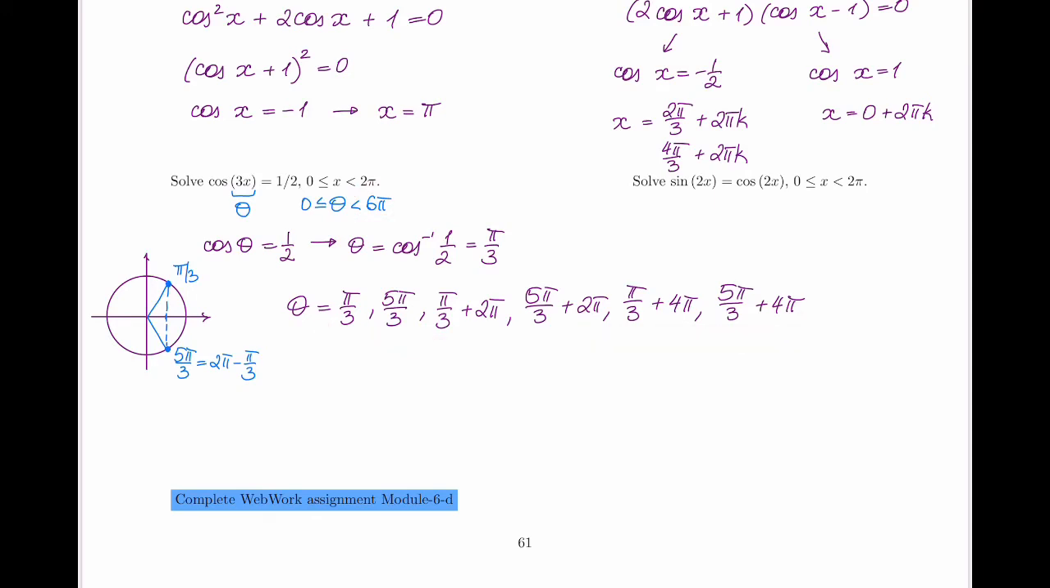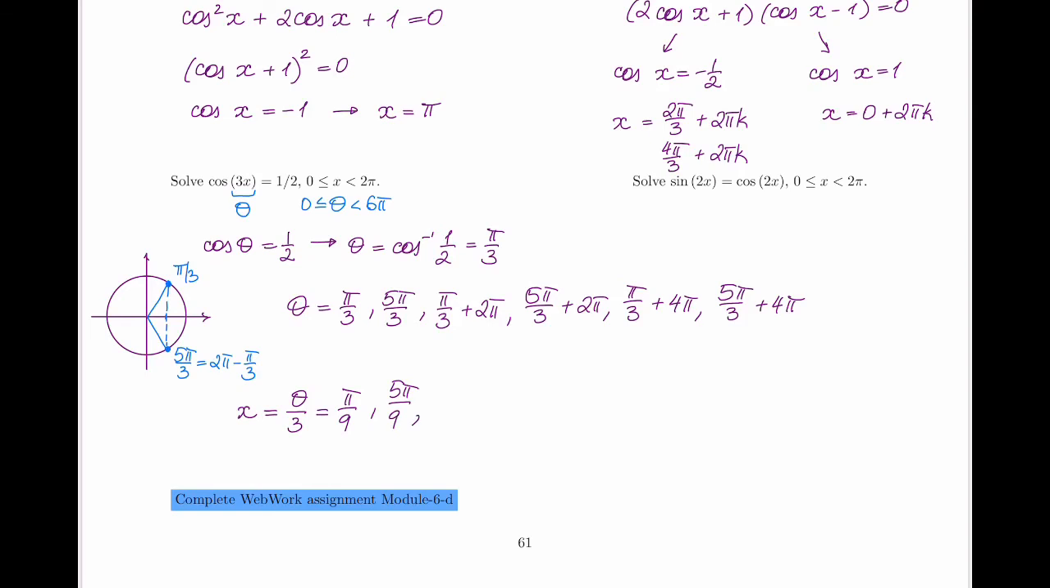Now, my original equation is in terms of x, and this so far is the answer in terms of theta. So I have to turn this answer for theta into the answer in terms of x. So what is the relationship between x and theta? It is that 3x was equal to theta, which means that x is theta divided by 3. Which means that now I can simply take all of the above solutions and divide them by 3. So pi over 3 divided by 3 is going to be pi over 9. 5 pi over 3 divided by 3 is going to be 5 pi over 9.